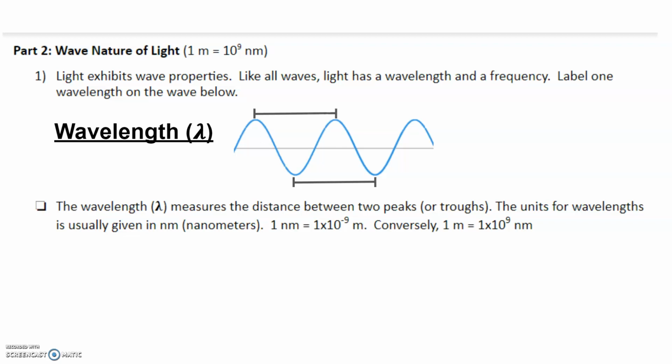Now, the units that we use to measure wavelength will be the units we use for any length, right? We would normally use meters, or we could use inches. But typically for waves, when dealing with electromagnetic radiation, the units are in nanometers. And 1 nanometer is equal to 1 times 10 to the negative 9 meters, which is 1 billionth of a meter. Conversely, 1 meter would contain 1 billion nanometers.